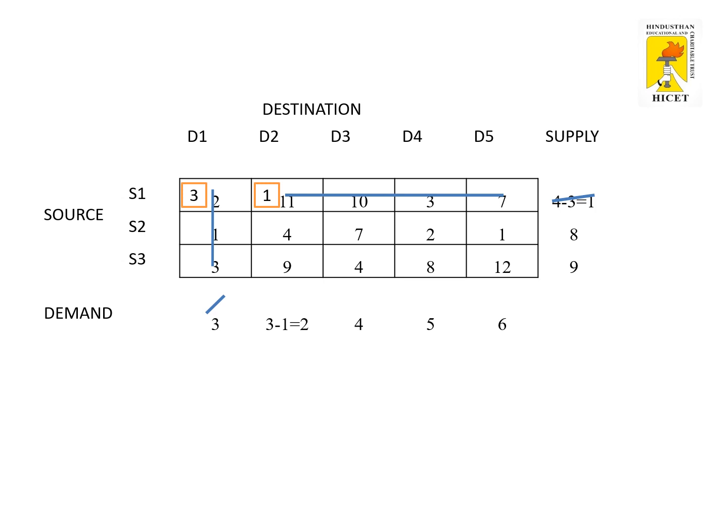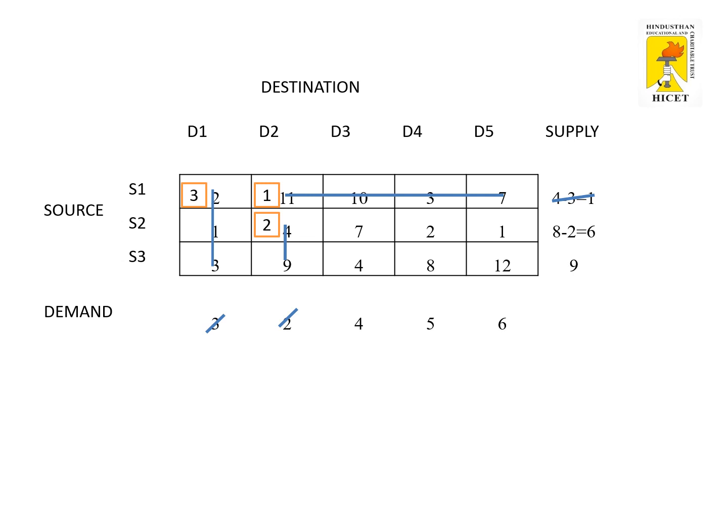Now from the remaining table, excluding column D1, check the northwest corner, that is S1, D2, and allocate the minimum among the supply for the respective row and column. The supply from S1 is 1, which is less than the demand for D2, that is 3. So allocate 1 to the cell S1, D2. Since the supply from row S1 is completed, cancel the row S1. The demand for column D2 remains 2.